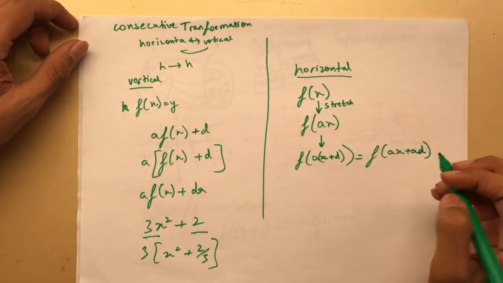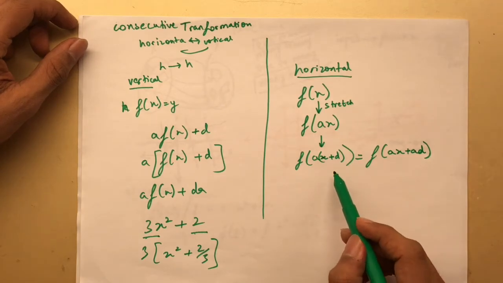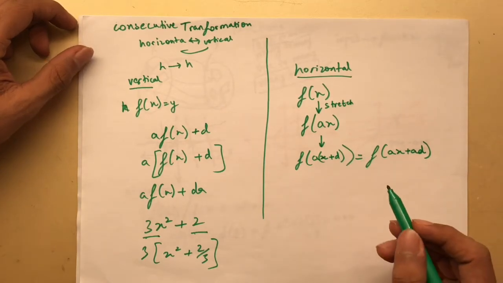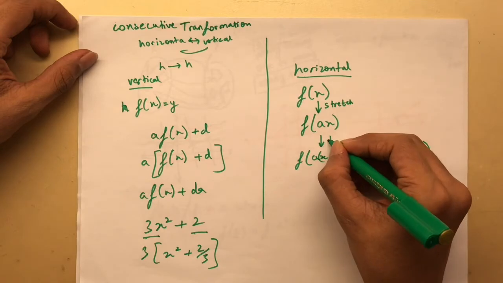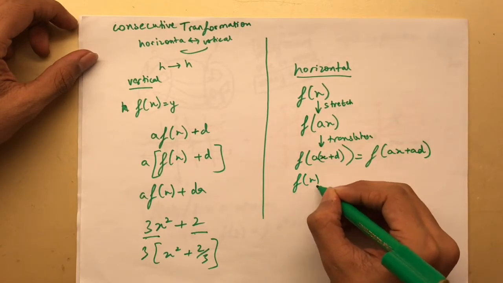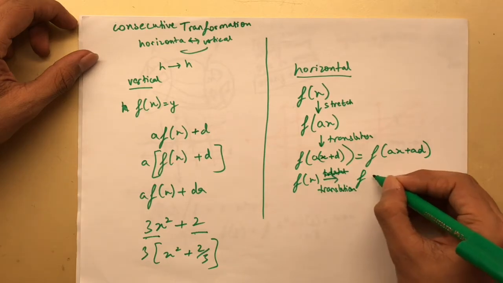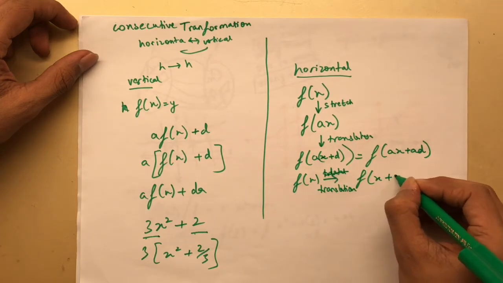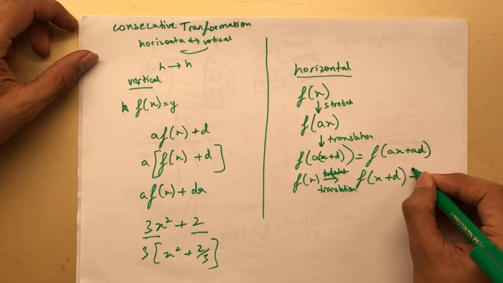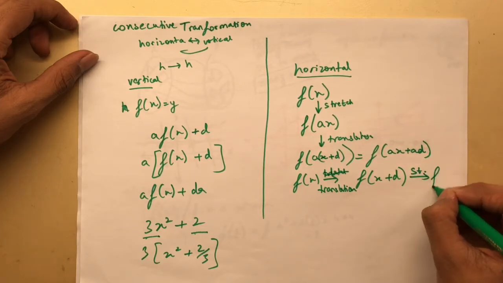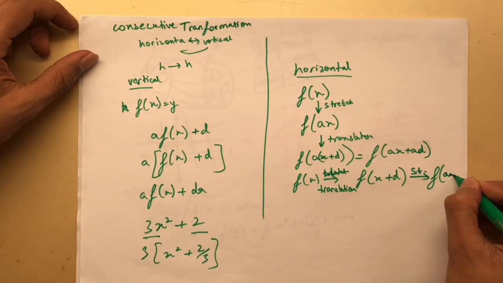Although I did the stretching first, the other way around, if it was f of x and then I translated it, it would become f of x plus d, and then stretch. So then it would become f of a times x plus d.